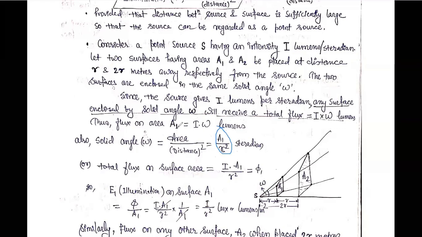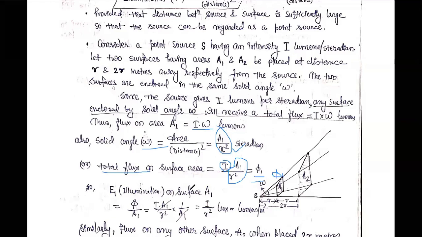Okay, the total flux is I into omega, and omega is A1 divided by R square. So we can write the total flux, which is equal to I into omega, as I into A1 divided by R square, replacing the value of omega. So this is phi1, the total flux on the area A1.